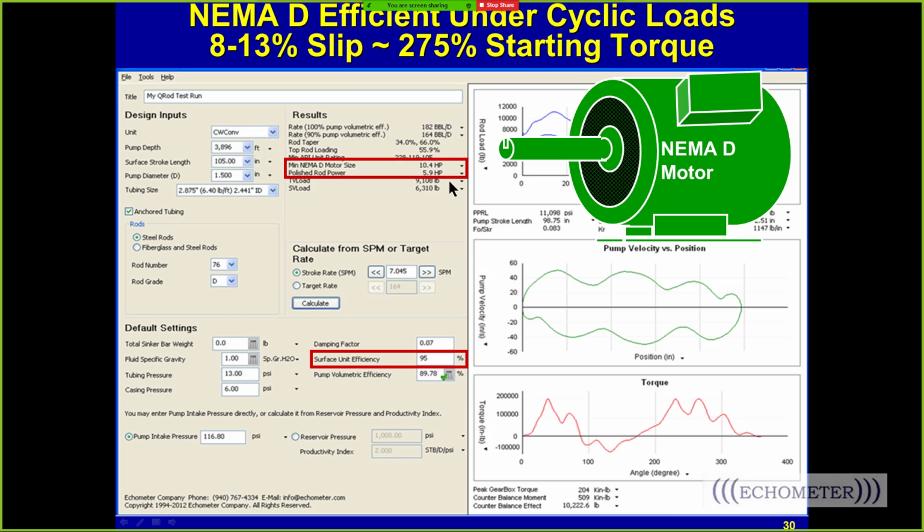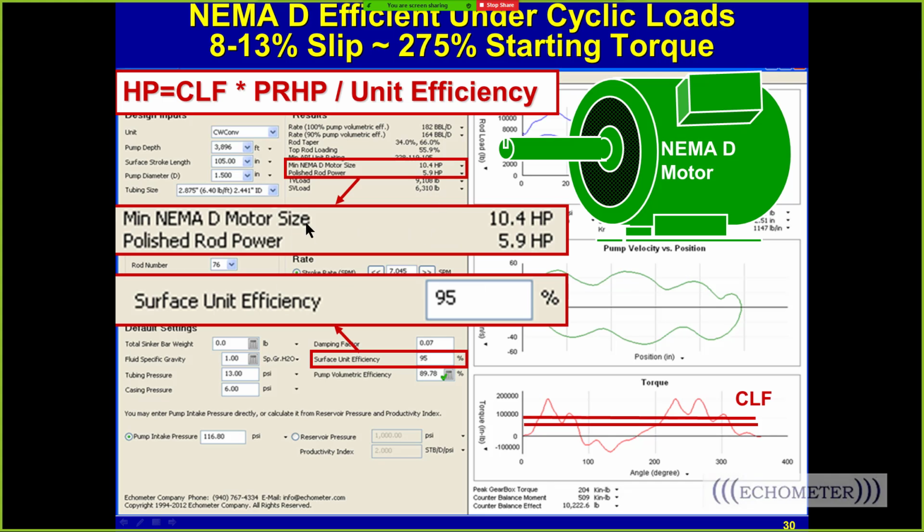So here is the polished rod horsepower, and the motor size needs to be 10.4, but if you take 5.9 times 2, that would be 11.8, about the same number. So either one would say use a 12.5 or 15 horsepower motor, and that would probably be just fine. When we run QRod, we're designing a NEMA D motor, and it's designing it based on the RMS torque compared to average torque and the unit efficiency.